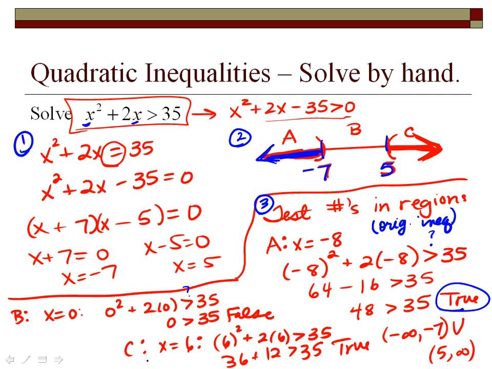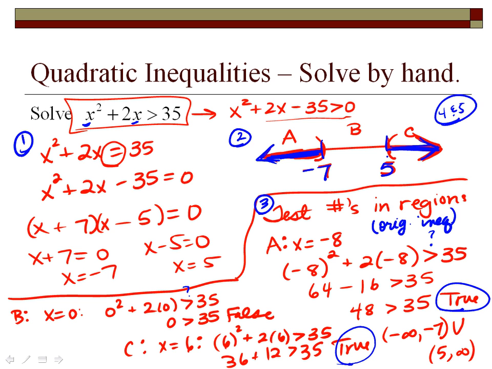And then in region C, we need something larger than 5. So let's say 6. 6 squared plus 2 times 6, is that greater than 35? Well, 6 squared is 36, plus 12 is 48, which is larger than 35. That is also true. So here again, all the numbers in region C work since one number worked. Now what about the endpoints? So really the shading and all is like step 4 and 5 here.